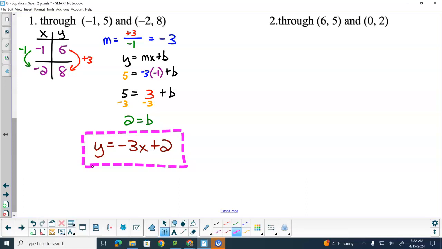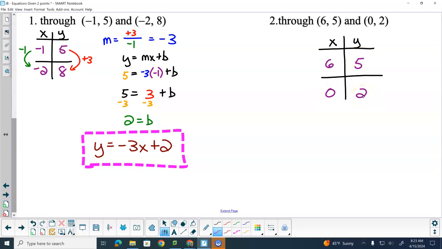Let's do one more, and then I'll turn you loose on the backside. Okay? Wyatt, we're up to you. Make a T-chart first, right? Be my first line of my T-chart. 6 and 5. Okay? Second line. And then 0 and 2.